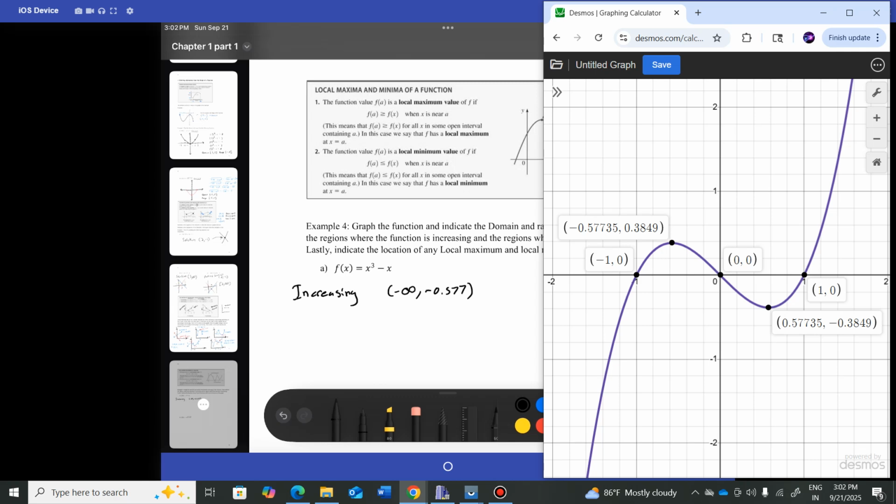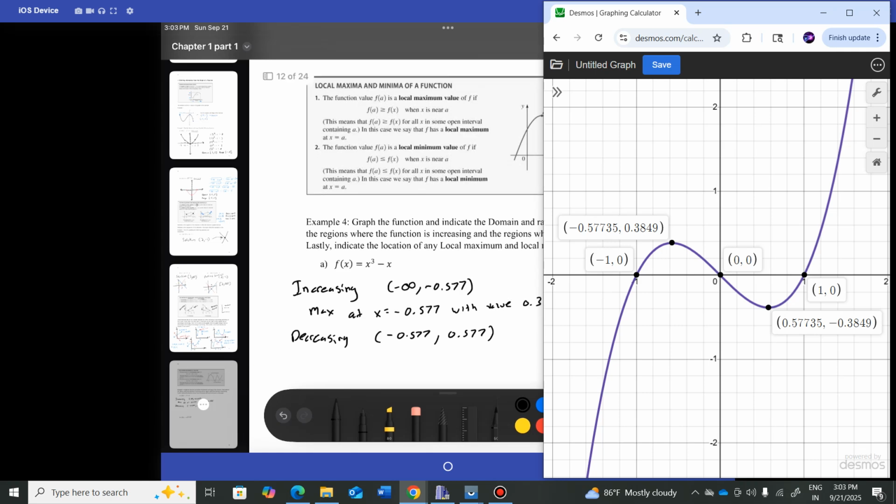Okay, that's where it reaches a maximum. So then it's a maximum at x equals negative 0.577 with value 0.385. And then we have decreasing all the way down through that intercept, all the way down to the minimum point. So it's decreasing from negative 0.577 to 0.577.